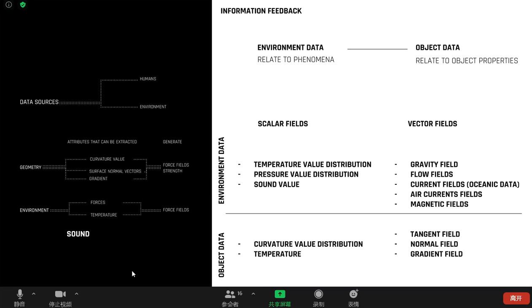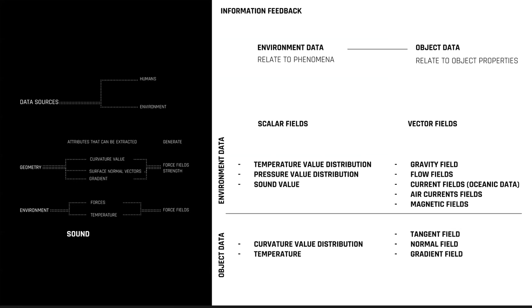Next part is how we relate. We try to see how we could work with environment data and the object data. The data that we take from the environment are those that could relate us to phenomena, and object data could create a relationship to object properties, to different functions, for example.